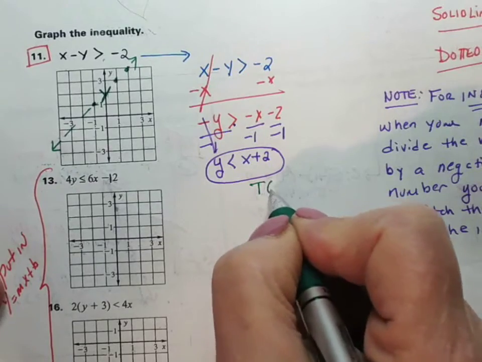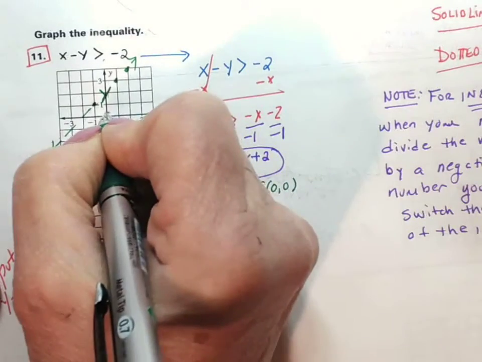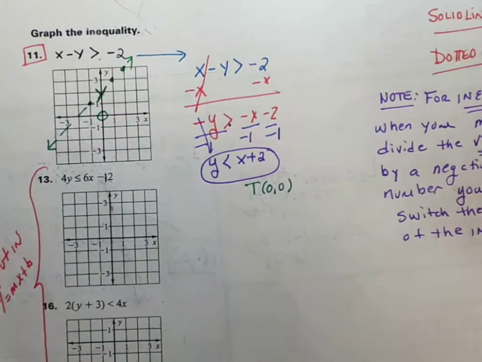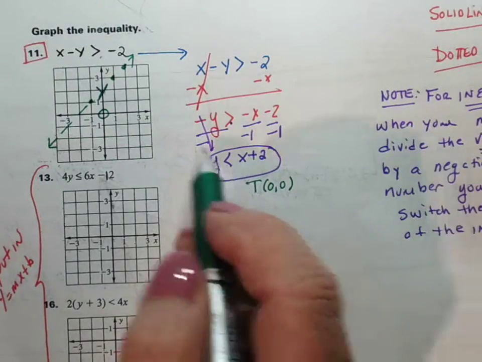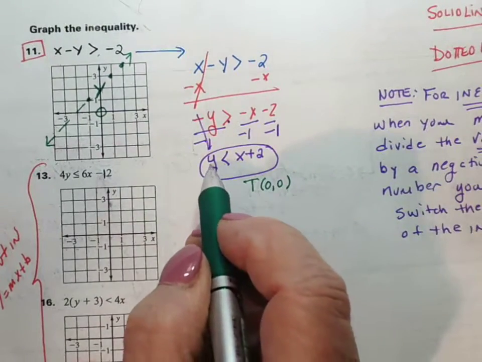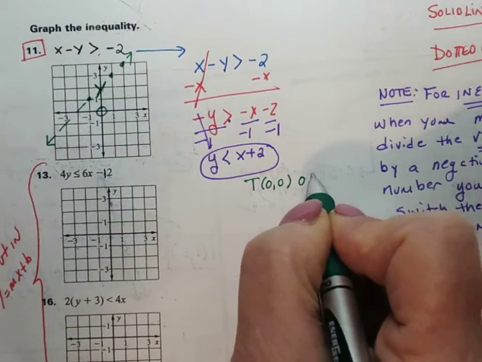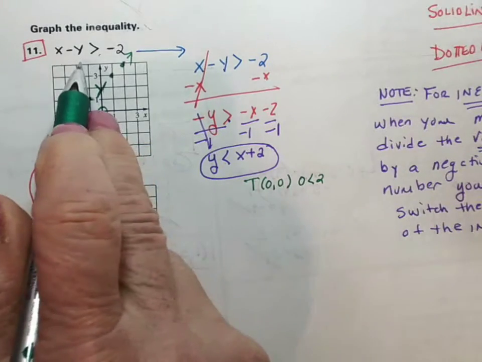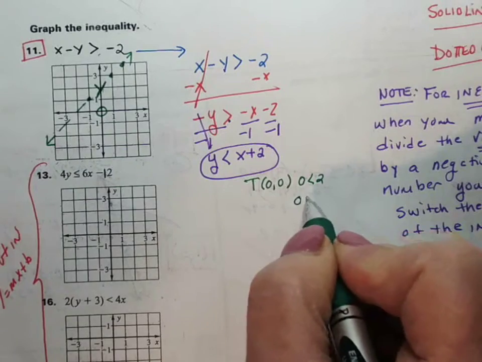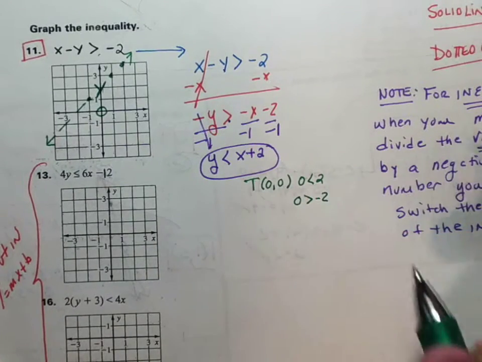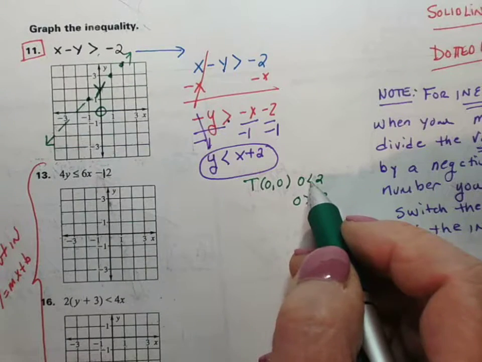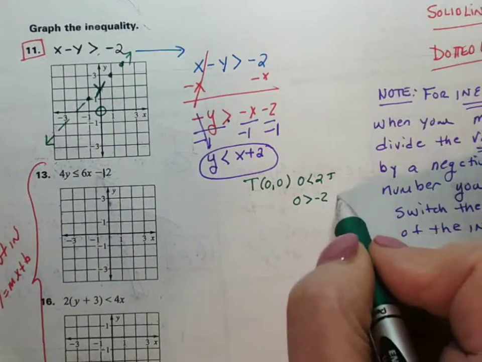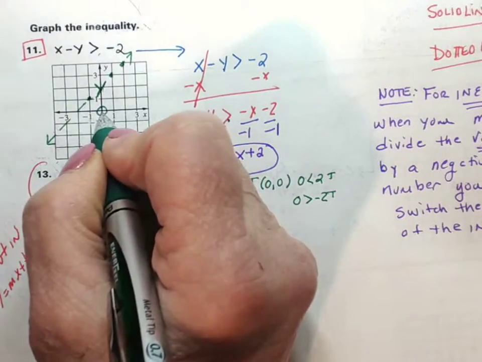Then we're going to test the point 0, 0. It doesn't matter which equation you do it in. Okay? You're going to get the same result. So if I test it here, 0 is less than 2. Or if I tested it over there, 0 is greater than negative 2. In both cases, 0 less than 2 is true. 0 is greater than negative 2 is true. So this is a solution.